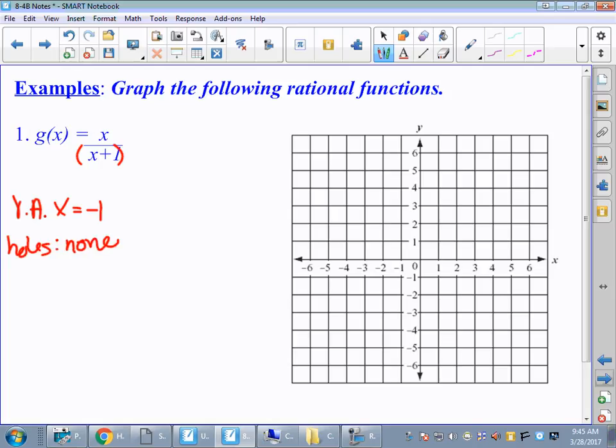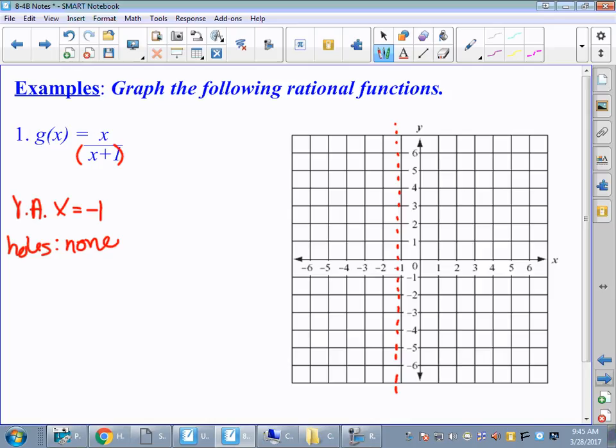And so what I'm going to do is start off by creating a vertical asymptote at x equals -1. And so that's a vertical line. And what that does is it creates two different distinct areas of the coordinate plane. I have numbers that are less than -1, like -2, -3, -4. And on the other side, I have values that are greater than -1.